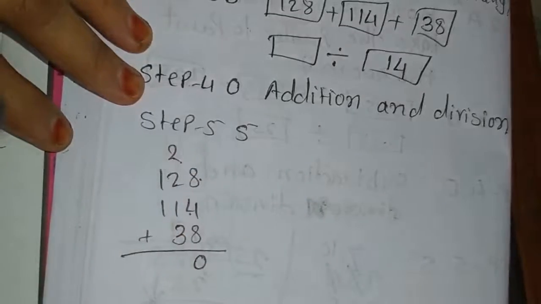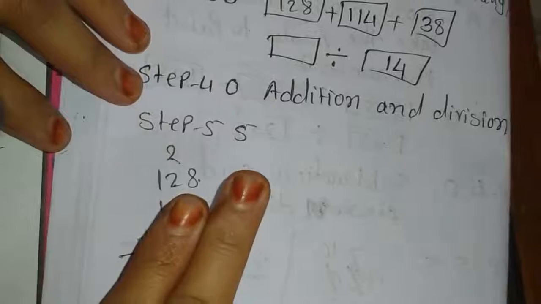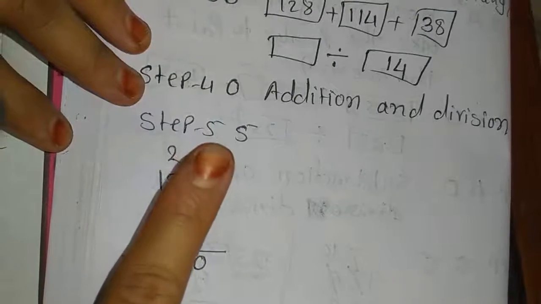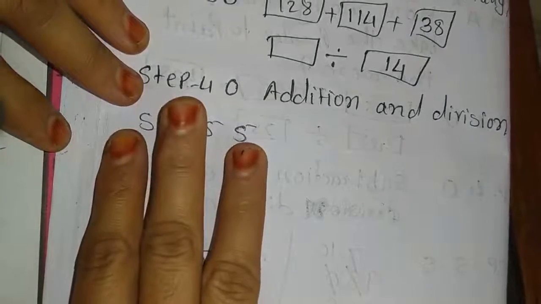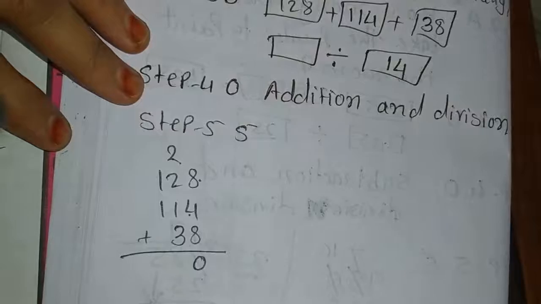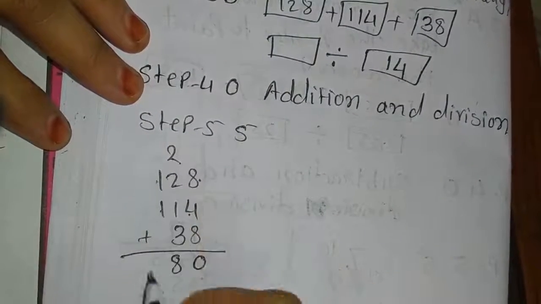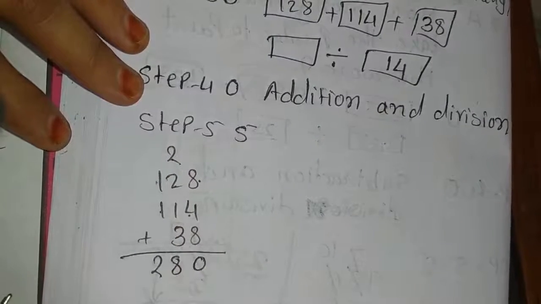2 plus 2, 2 in your mind, 2 on your finger, 2 then 3, 4. 4 plus 1, 4 in your mind, 1 on your finger, 4 then 5. 5 plus 3, 5 in your mind, 3 on your finger, 5 then 6, 7, 8. So here we have to write 8. 1 plus 1, that means 2. So here we have to write 2.